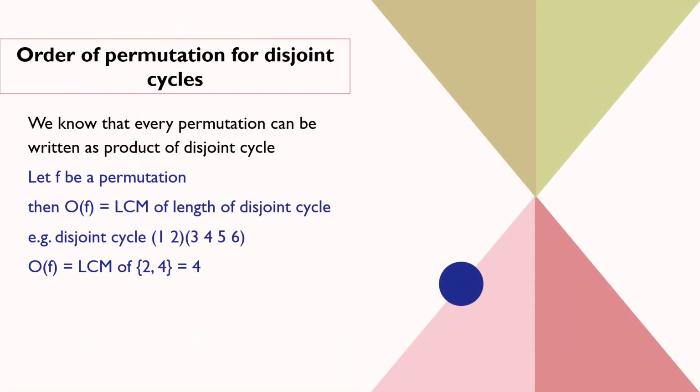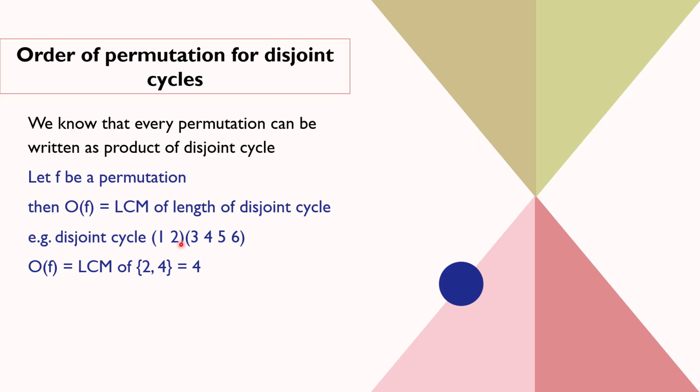So, order of permutation for disjoint cycles. Let's suppose, like we saw in the previous example, that we got two disjoint cycles, right? We have to find the order of the permutation for disjoint cycles. So when you have these two disjoint cycles given to you, from these two cycles you have to find the order of the permutation from which these two cycles came. Okay, how do you do that? That's the LCM of the lengths of the disjoint cycles.